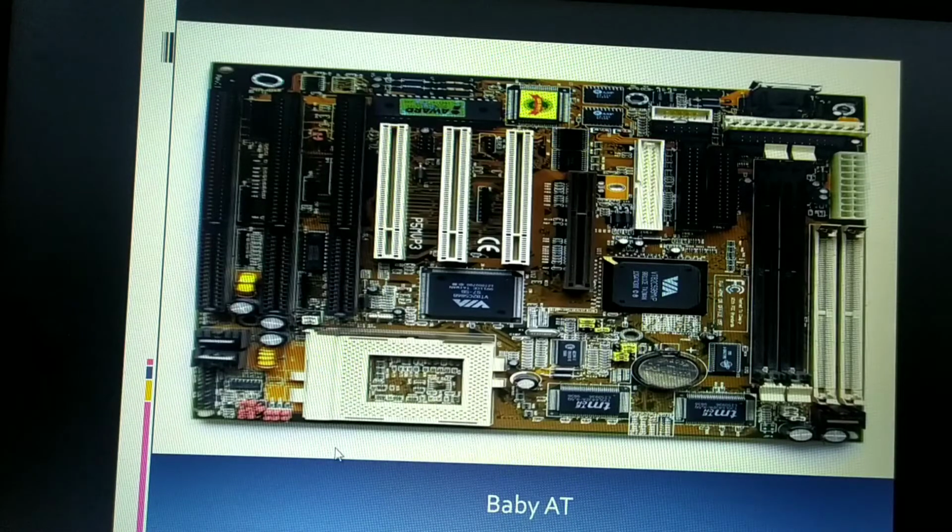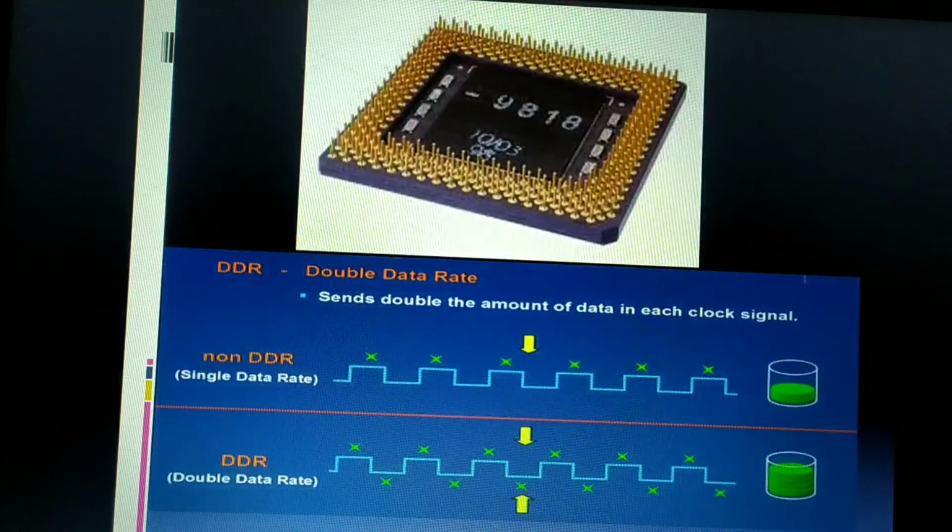Apart from this, the baby AT motherboard also has RAM slots, like SDRAM slots as well as the DDR RAM slots. SDRAM, we know that previously we have studied, is synchronous dynamic random access memory. This synchronous dynamic random access memory provides a faster data transfer rate comparatively to the DIM modules which are being used in the XT motherboard. Whereas the double data rate random access memory is considered one of the fastest data transfer rates provided between the memory and the CPU.